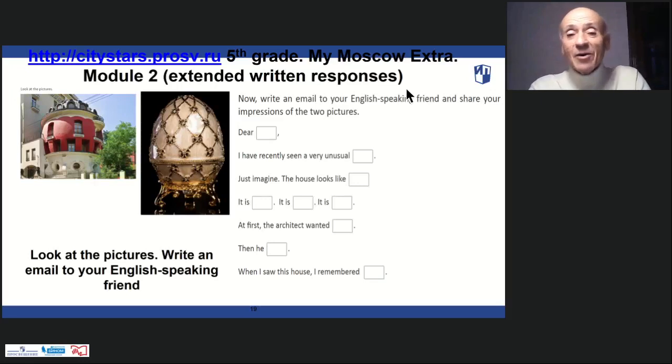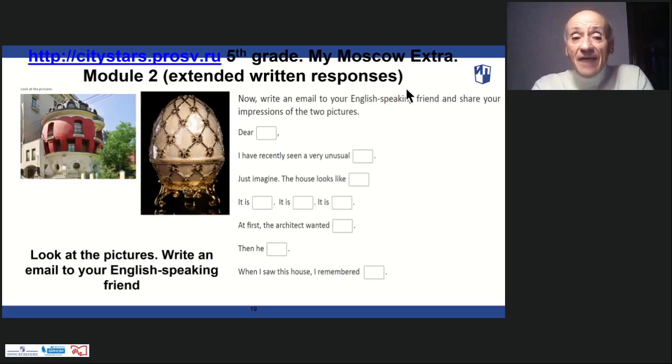Let's take a look at the 5th grade. My Moscow Extra. There are entrances for students, for teachers who can control the students, and even for parents who can find there a lot of useful material. This requires a written response.